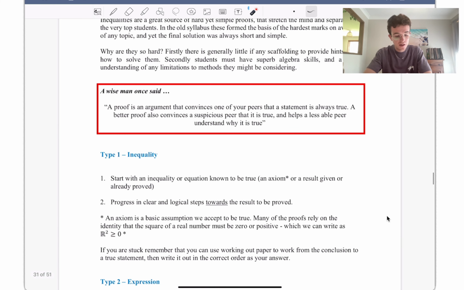So a wise man once said that a proof is an argument that convinces one of your peers that a statement is always true. A better proof also convinces a suspicious peer that it is true, and helps a less able peer to understand why it is true.